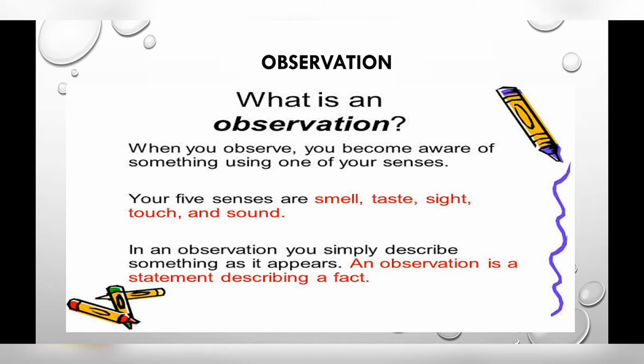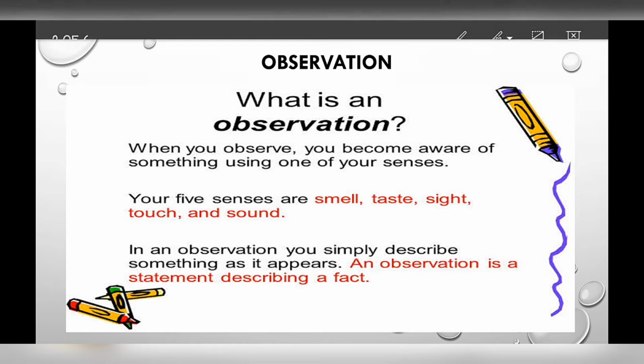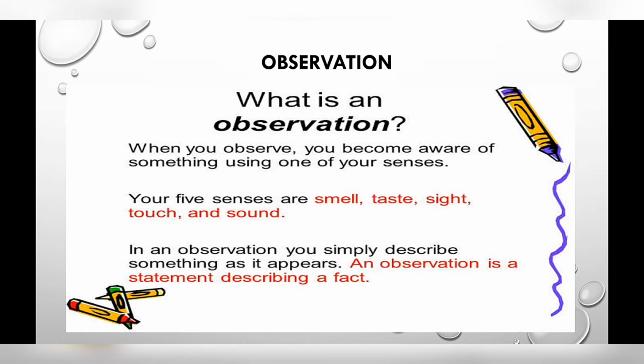Second is hypothesis, and third is theory, and the last final step is scientific law. So we will learn one by one. What is an observation? Actually, the word observation means mushahada. What is observation? When you observe, you become aware of something using one of your senses.